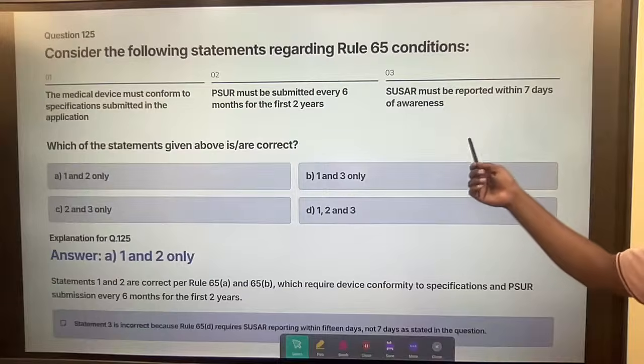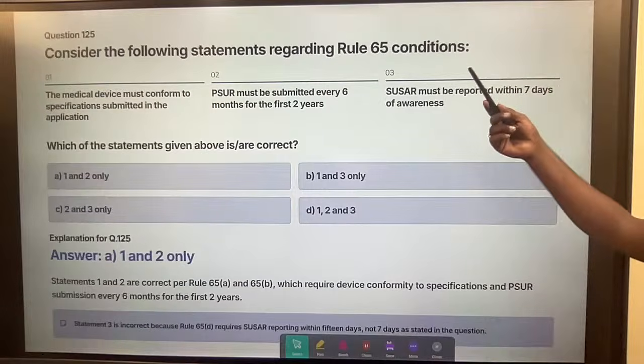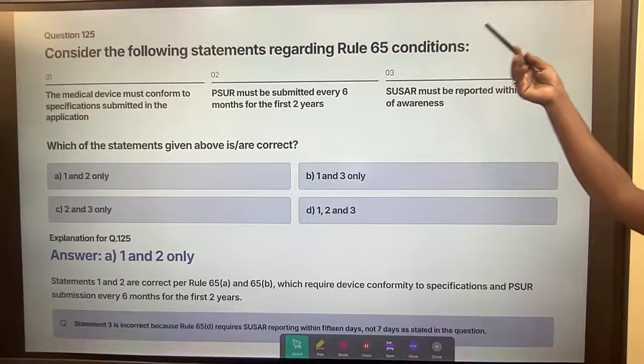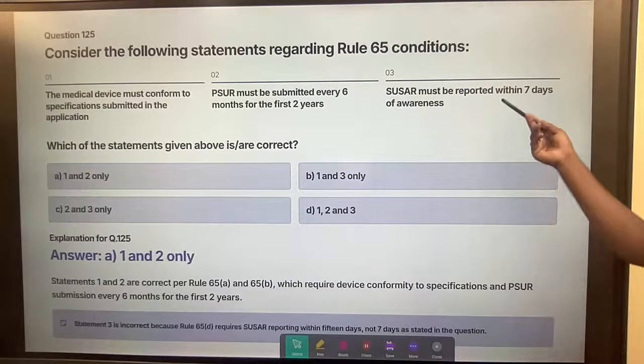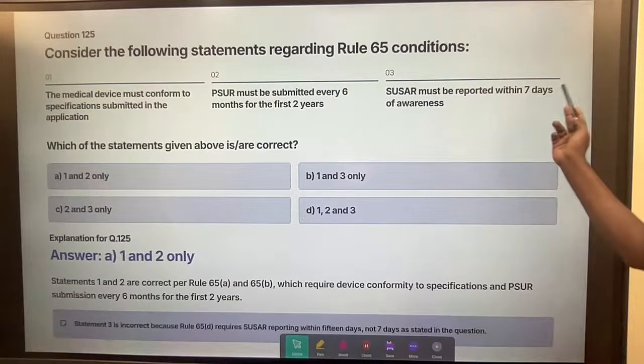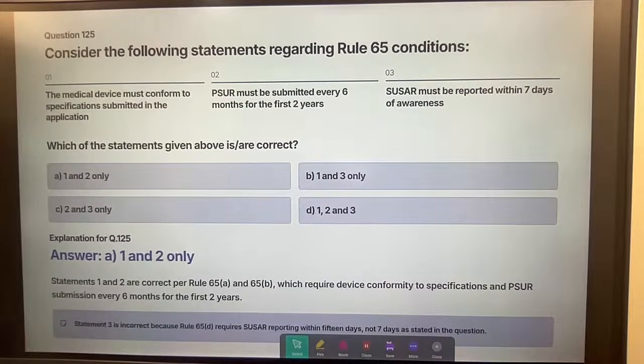Just remember the options. Whatever questions you go through for the examinations, remember the options at least. In the previous question, the question was based upon SUSAR reporting. If you are able to answer there, you can eliminate the option clearly. The previous question gave SUSAR as 15 days, and here the SUSAR is given as 7 days, so you can eliminate this one first. Then you think about the other options. This is how you must play the trick while doing the examination. Which one is the correct statement?